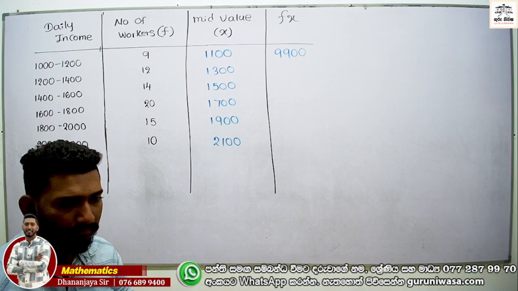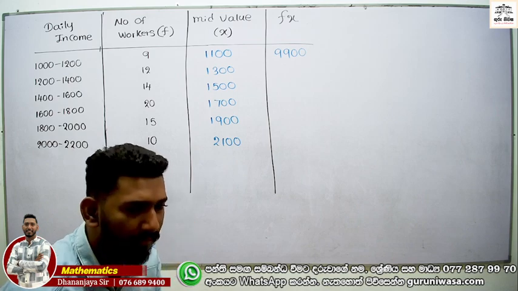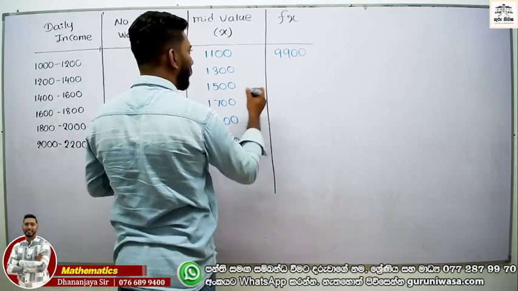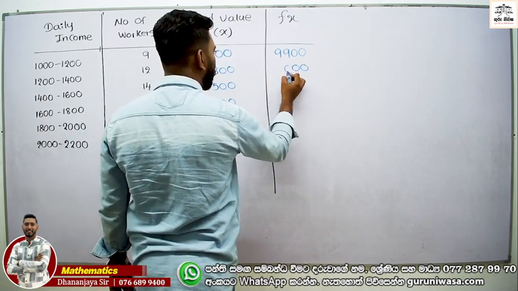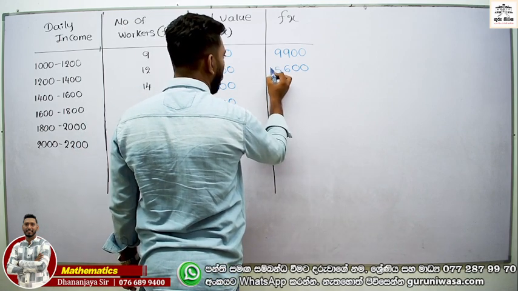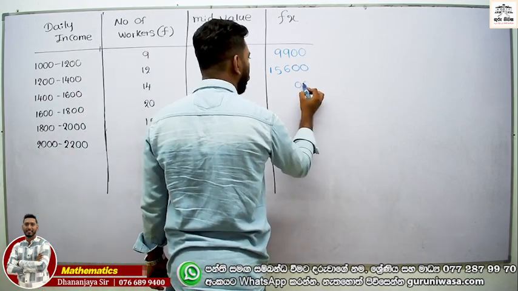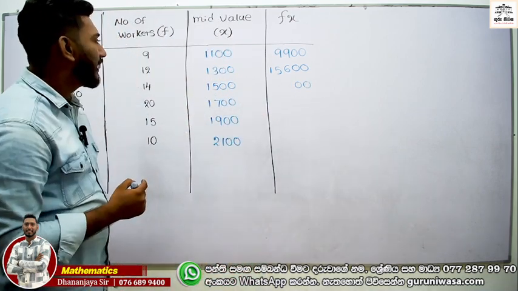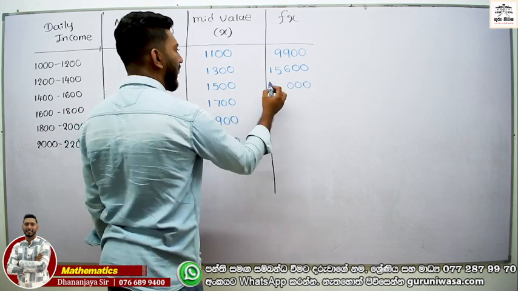Sir, finish. Done. Right. Now, 12 times 1300 is 15,600. And 14 times 1500 is 21,000. And 7 times 1700 is 11,900.